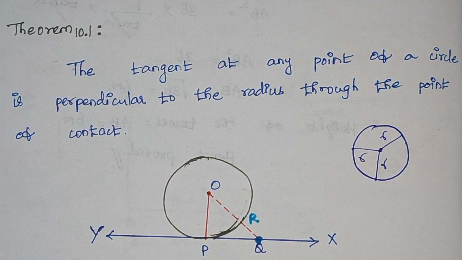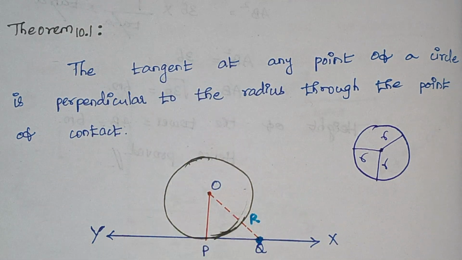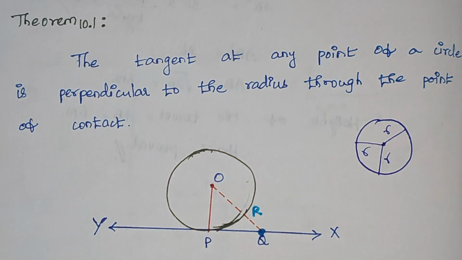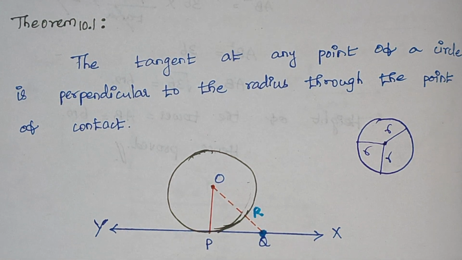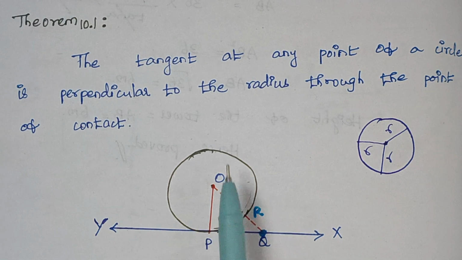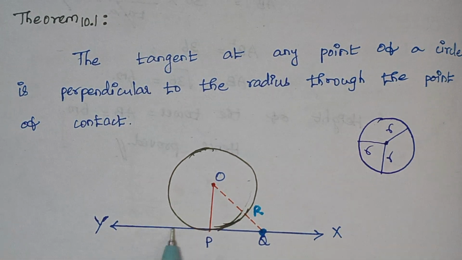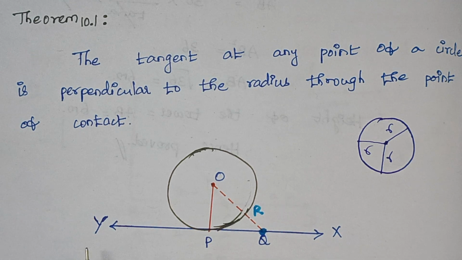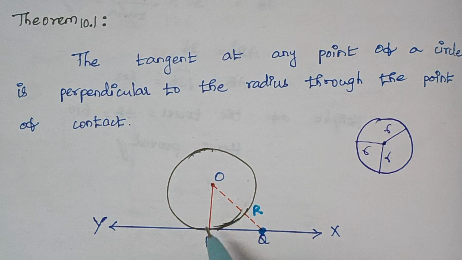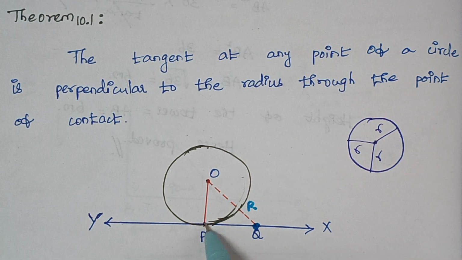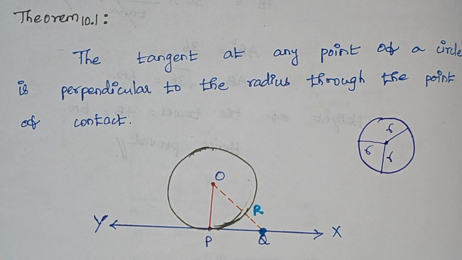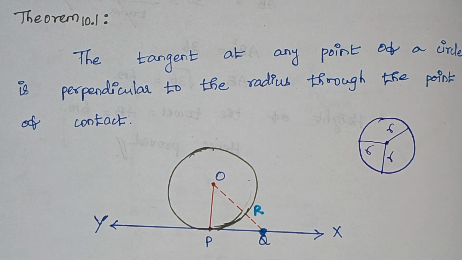So the next thing is, what is a tangent then? A tangent is nothing but a straight line that touches the circle at only one point, right? So here in this diagram, xy is a tangent, and this touches the circle only at one point, and that point is known as P here. Then the next thing is point of contact.